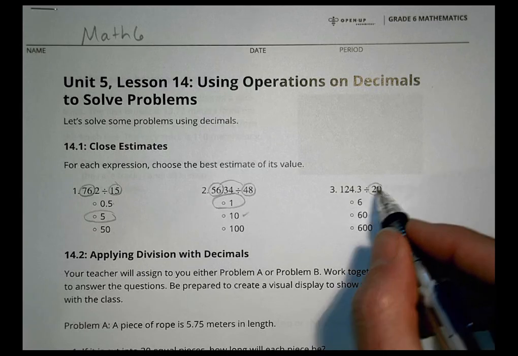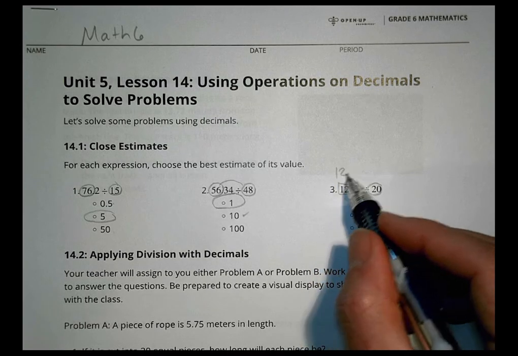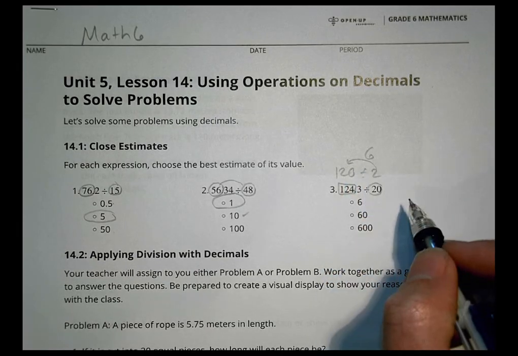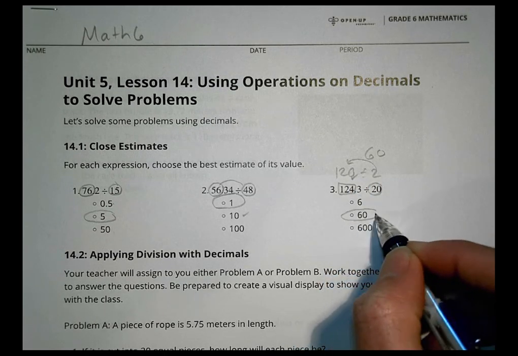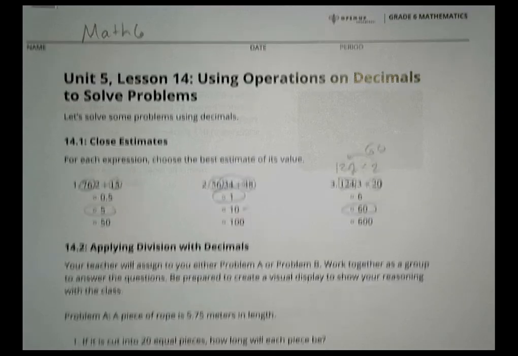And here we have 124 divided by 20. Right, so this is like 120 divided by 20. We know that 2 goes into 12 about 6 times, but we're talking about 20, so we're probably looking at more like a 60. So just looking at those, see if you can make those connections to see what's going to make the most sense.